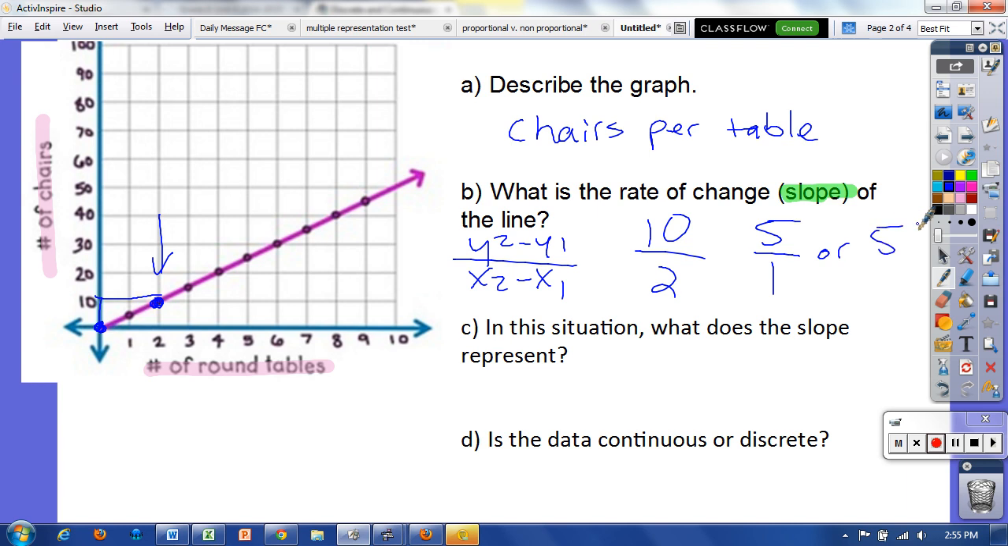But what does that mean, right? So what does the slope represent? Well, my y-axis is chairs, and my x-axis is tables. So it's 5 over 1 chairs to tables. So to me, this means that the slope represents that for every one table there are 5 chairs, or there are 5 chairs per table.